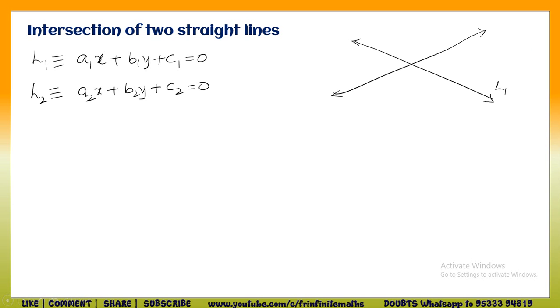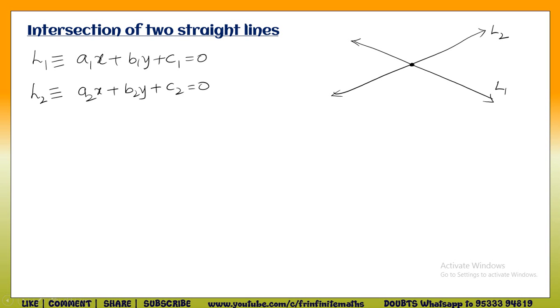Now let us consider this line equation as L1 and this as L2. Then there will be a point, which we call the point of intersection of these two lines, right? Now this point lies on both the lines, so this point is satisfied by both the lines, by L1 as well as L2. Now in this video we are going to discuss how to find this point of intersection, right?